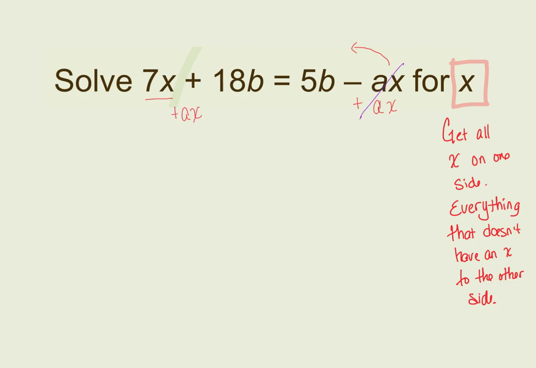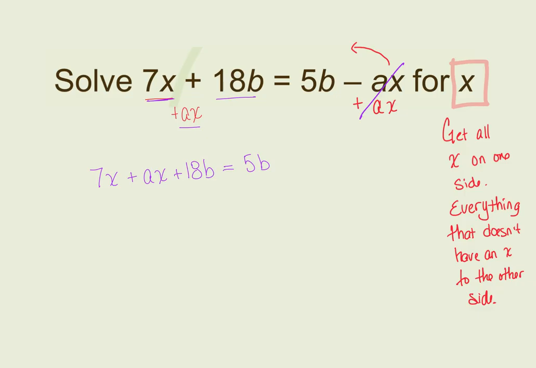So I've actually canceled on this side. And on the left side, I have the 7x, the plus ax, the plus 18b. And on the right side, I just have the 5b.